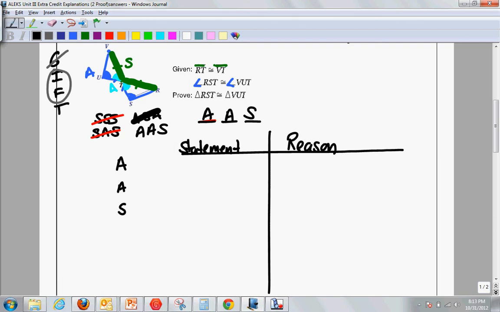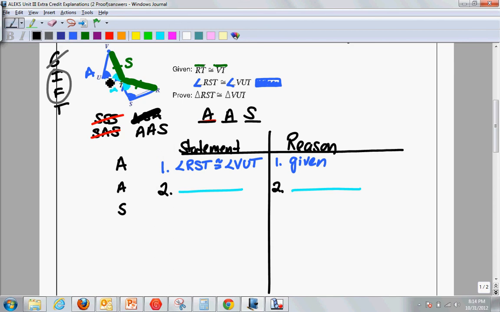So step number 1, we're given a pair. Let's work with our given angles. So here you hit the send to proof, and it's going to send number 1. Angle RST is congruent to angle VUT, and it'll automatically pop up as given. Then we want to go for our second pair of angles here. And our second pair of angles are the vertical angles. So we need to be very careful as we name these.